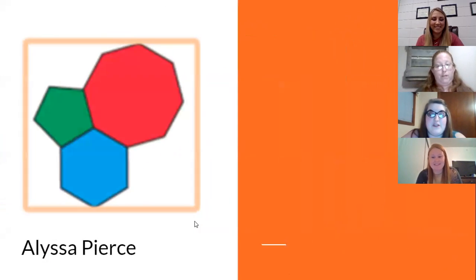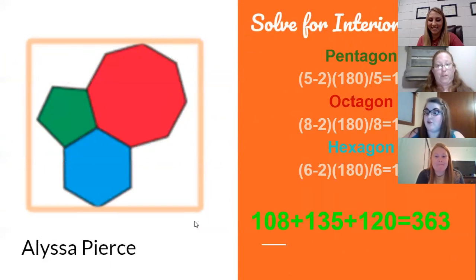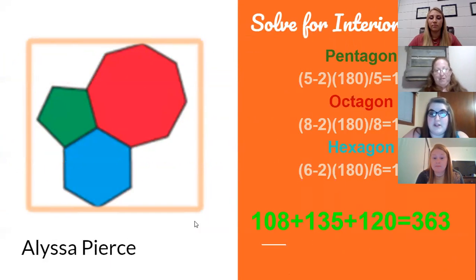So to find out if this is a vertex figure, we must first understand what a vertex figure is. A vertex figure is an arrangement of polygonal tiles that do not overlap, and they surround a common vertex, and they also equal 360 degrees. So let's take a look at that pentagon, get all the interior angle measurements, add them together, and see if we get 360.